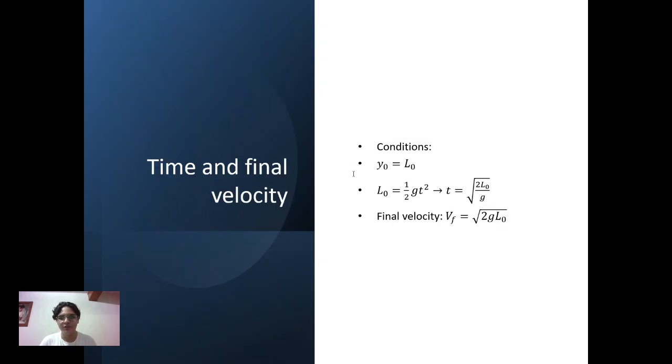We now introduce the rope length, represented as L0. From the position equation, we can calculate the time it takes to reach the maximum extension point of the rope. This gives us the expression t equals the square root of 2 L0 over g. Finally, we calculate the velocity at that instant, which is equal to the square root of 2g times L0. This velocity will serve as the initial velocity for the second phase.